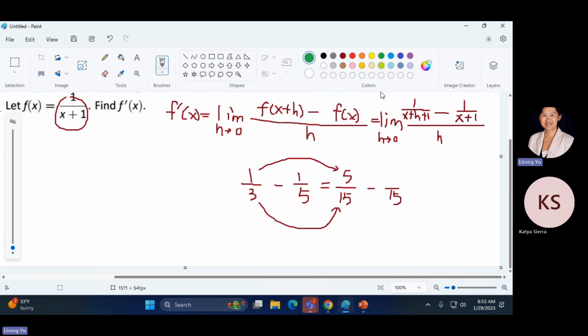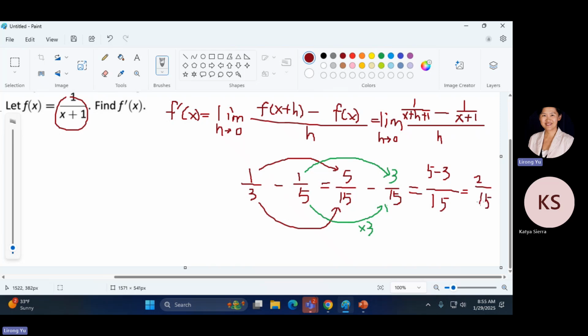We do the same for the other fraction. We change from 5 to 15, so we times 3. Therefore, this numerator also has to times 3. 1 times 3 gives us a 3. So the answer to the entire calculation has 15 as the denominator. The numerator is where we subtract 5 minus 3. So then the answer is 2 over 15.